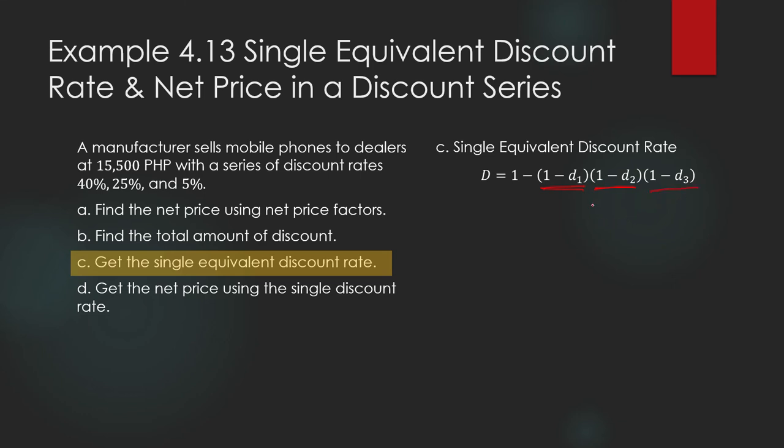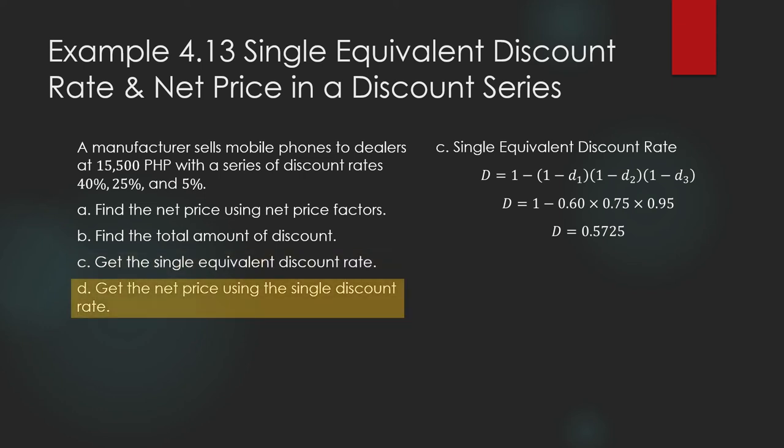By the way, okay, remember your PEMDAS, your order of operations. So you must get the product of all the NPFs before you can subtract it from 1, okay? And so the single equivalent discount rate, or the single discount rate that is equivalent to a series of 3 discount rates, is going to be this. It's equal to 0.5725.